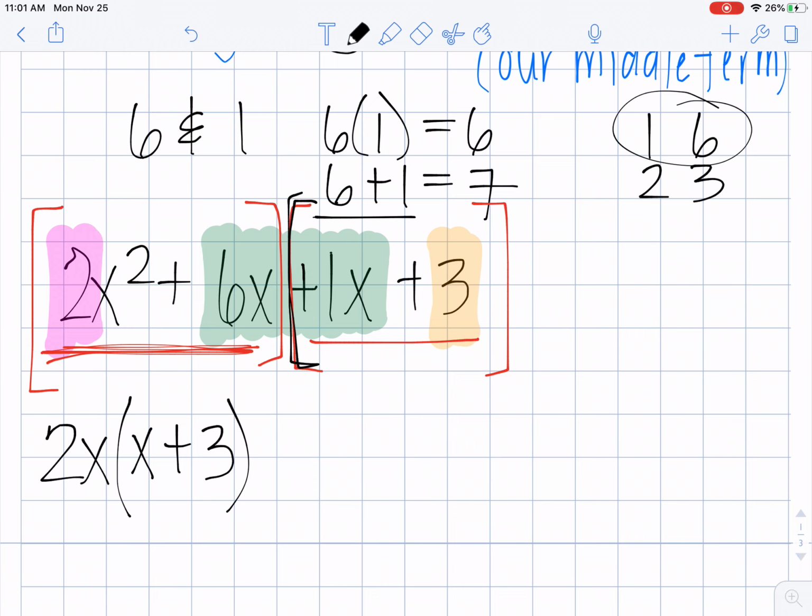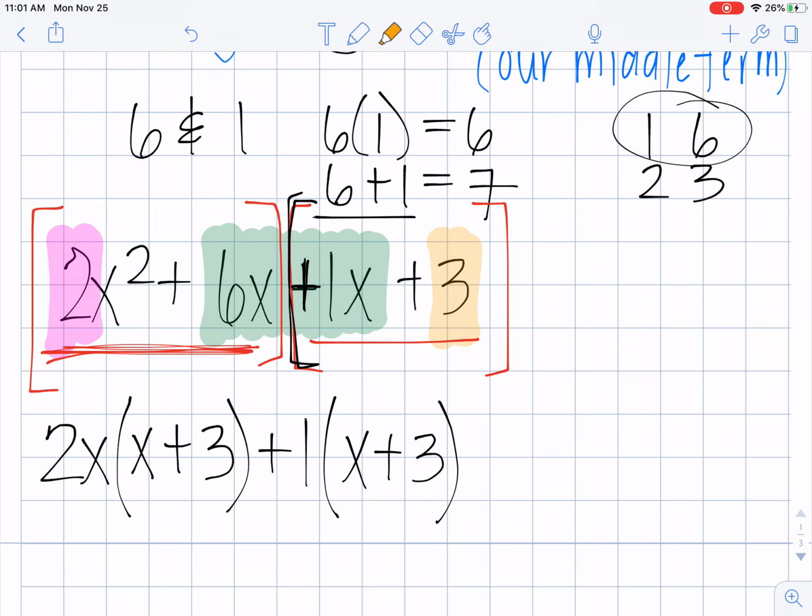Now I look in my second group. Notice I put my sign in here with me. So I have a positive 1x and a positive 3. Do positive 1x and positive 3 have anything in common besides 1? They don't. So I just write plus 1 because that's the greatest common factor I have, 1, times x plus 3. Now notice that 1x and x mean the same thing.